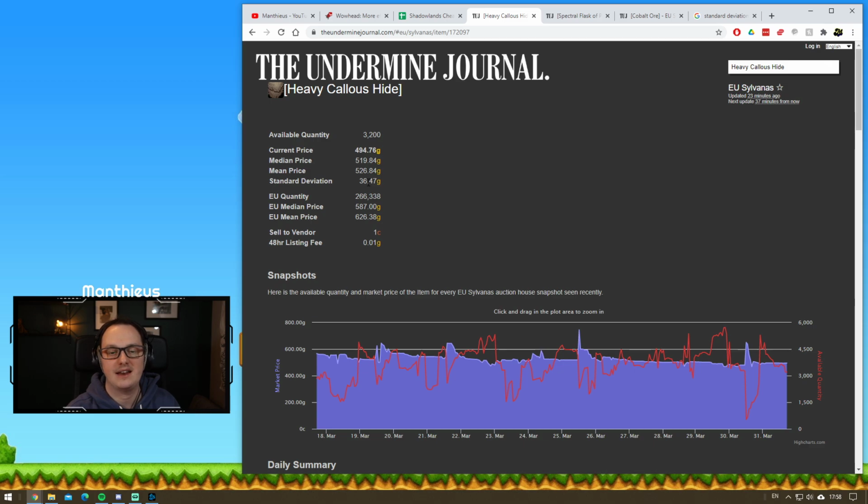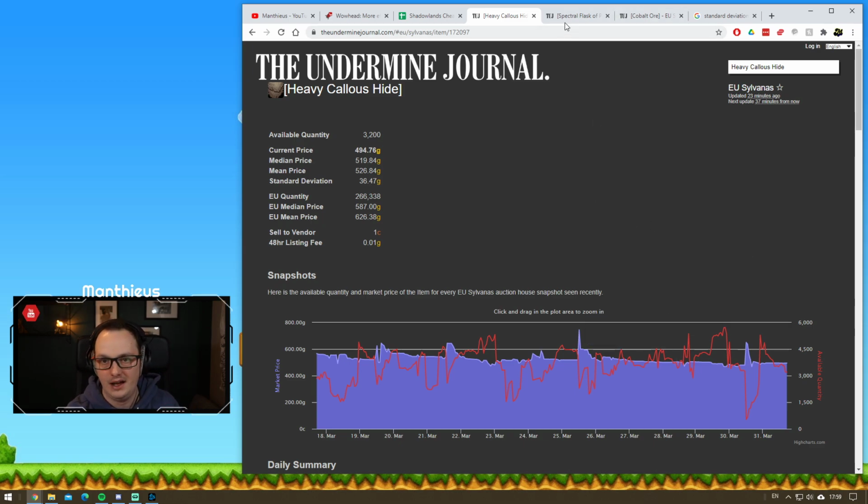And then when we look at the standard deviation, we can see that there's not much change in those prices. There's not that volatility in the market. If you come to the auction house and the median price is 520, you might be lucky and pick some up for 30, 35 gold cheaper than that. If you're unlucky, you might have to pay 30 to 35 gold more than that. But relative to the actual median price, the standard deviation is quite small, and you can see this in the graphs, right? You can see that the average price of heavy callous hide doesn't move all that much.